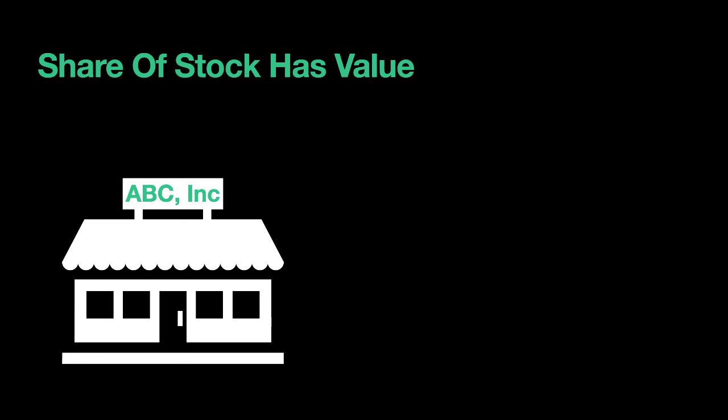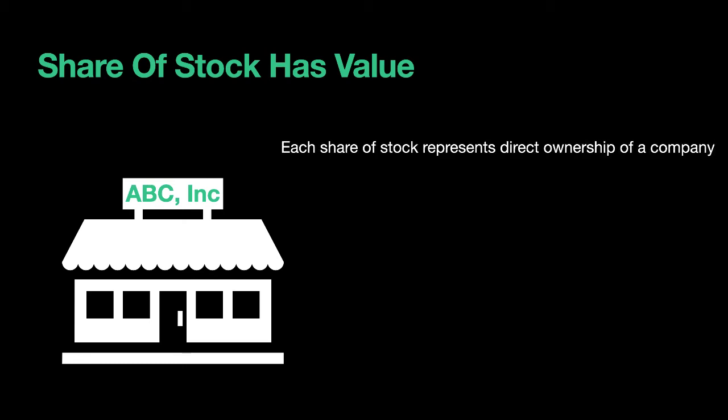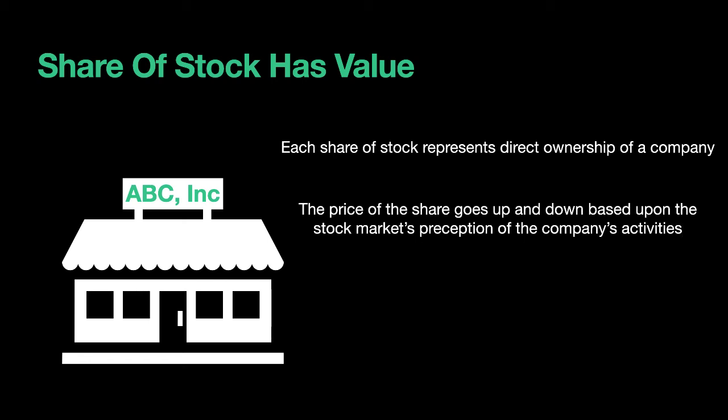So the share of stock actually has value, right? We saw somebody pay $1,100 for those 10 shares that were initially sold for $100 each. And so these shares, because they are direct ownership of a company, there's a direct correlation between the share price and what a company's doing and how well it's doing, right? So the price of the share goes up and down, and that's based on the stock market's perception of the company's different activities, right? So the stock market perception, that's us, the investors. If we think the company's going to do really well, the price will go up because we're willing to pay more based on what the company's doing.